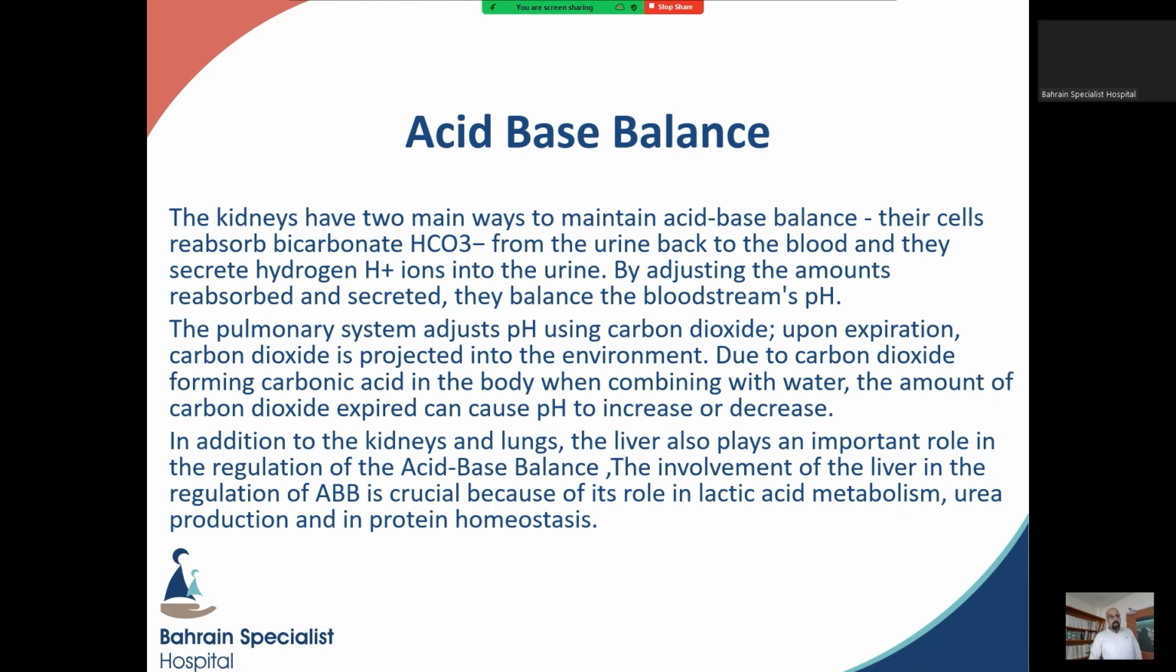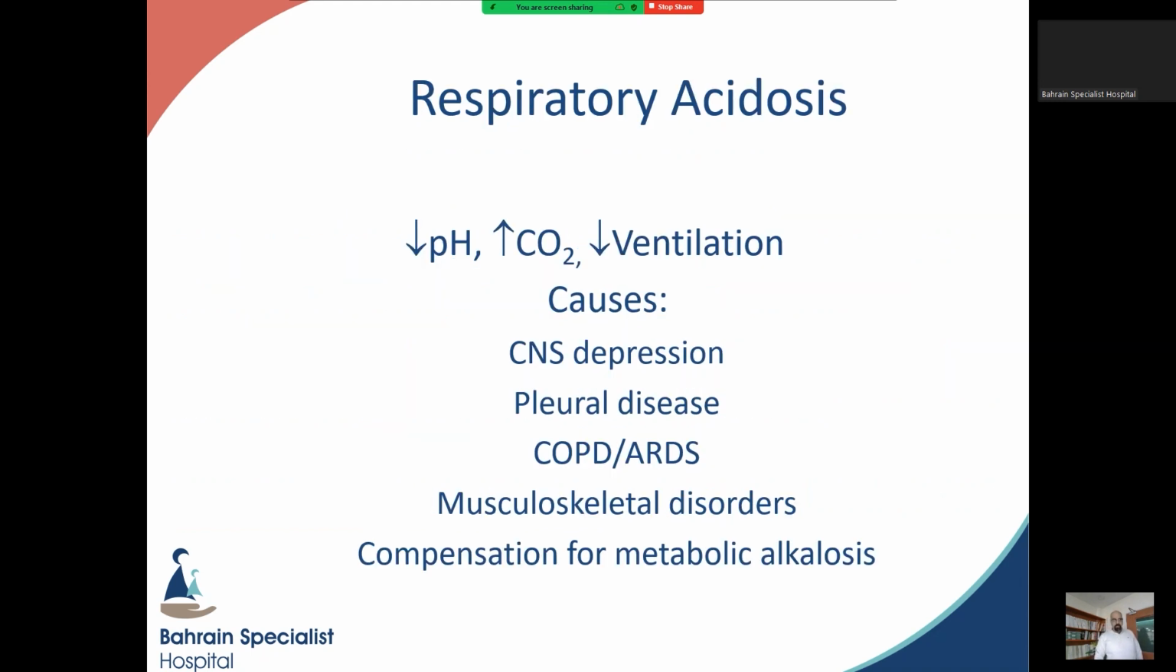In addition to the kidneys and lungs, the liver also plays an important role in the regulation of acid-base balance. The involvement of the liver in the regulation of acid-base balance is crucial because of its role in lactic acid metabolism, urea production, and protein homeostasis.